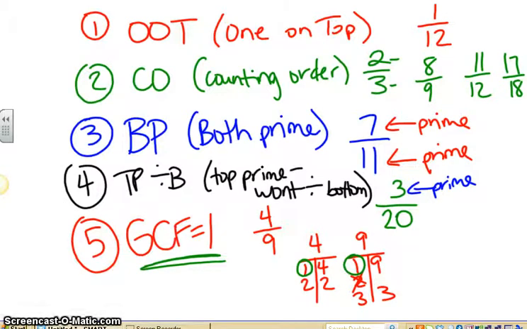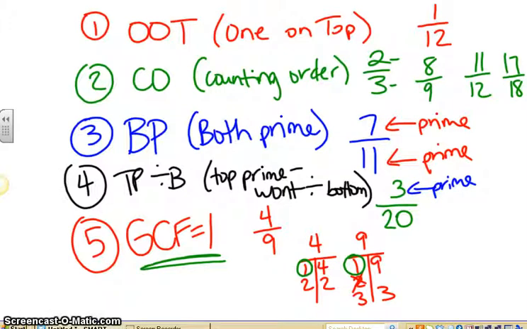Remember, the first rule is OOT. If there's a 1 on top, it's already simplified. Number 2 is counting order. If the fraction is in counting order, like 2/3, 8/9, 11/12, it's already simplified. Number 3 is BP, where they're both prime. If the numerator and the denominator are prime, it's already simplified. Number 4, if the top is prime and it won't divide the bottom, then you know that that is simplified as well. And the final one is the greatest common factor.